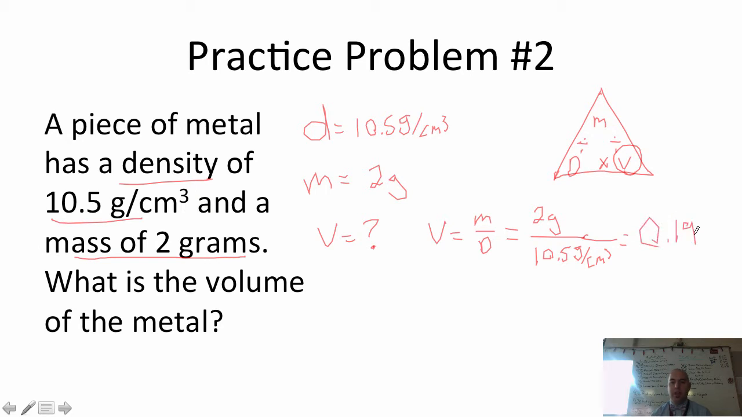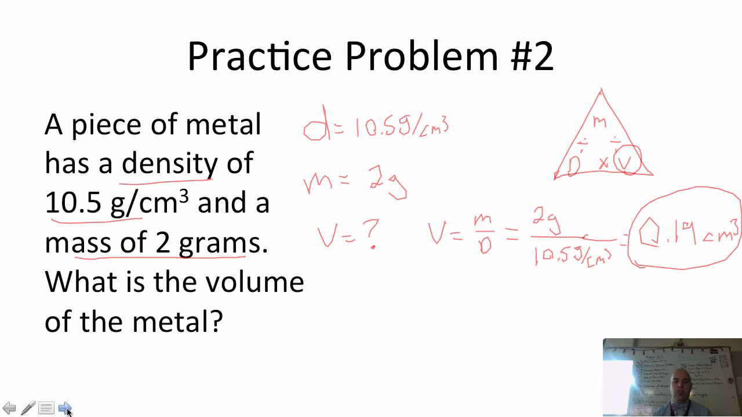0.19. And what would the units be for volume? Centimeters cubed. All right, so the volume is 0.19 cubic centimeters.